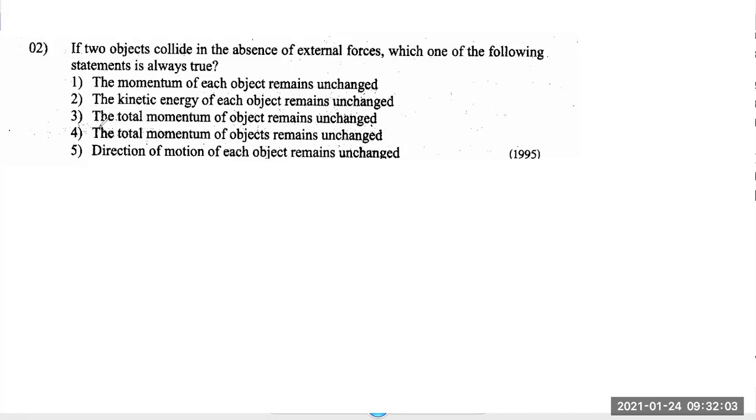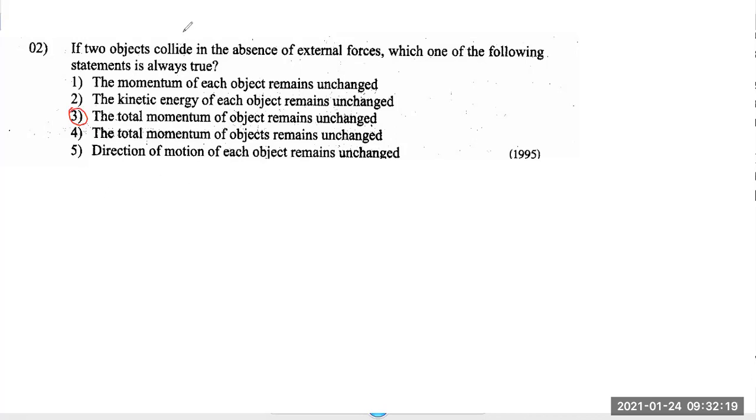So obviously, the answer is the third one. I mean, I don't know which one is which. There must be a change in the statement. So let's go with third. I think there's a printing error here. Both can't be the same. Total momentum of the objects will remain unchanged.